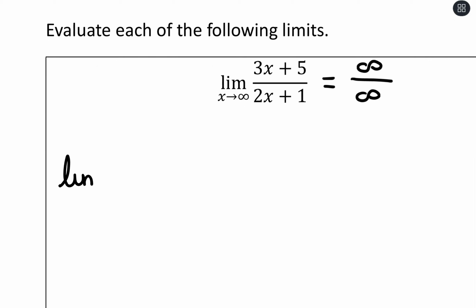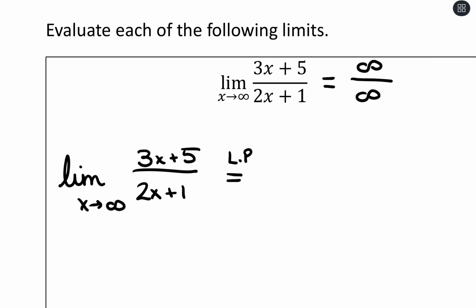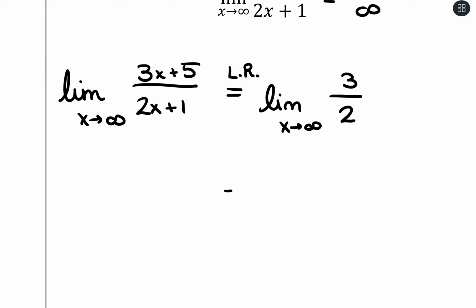So what I can do is take this limit as x approaches infinity of 3x plus 5 over 2x plus 1, and applying L'Hopital's rule, we're still evaluating the limit as x approaches infinity. In the numerator, we would just be left with a 3. In the denominator, we'd be left with a 2. Which means we don't have anywhere to plug in for x, so this is just 3/2.